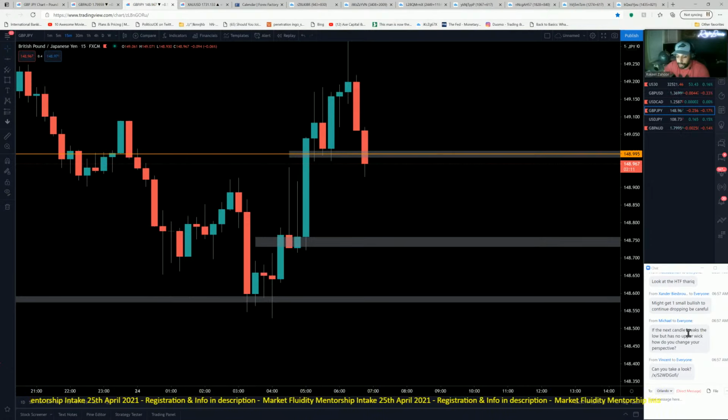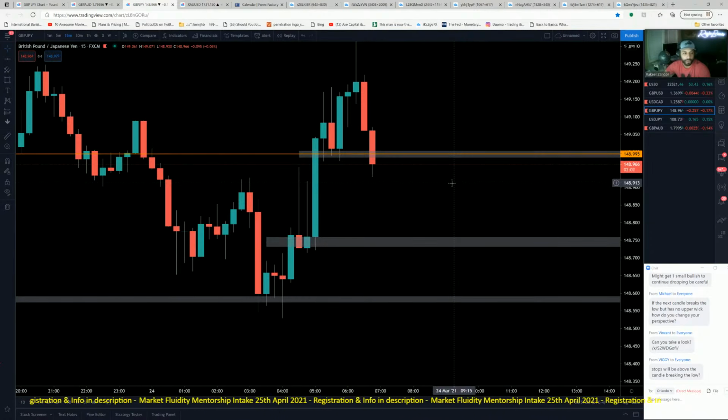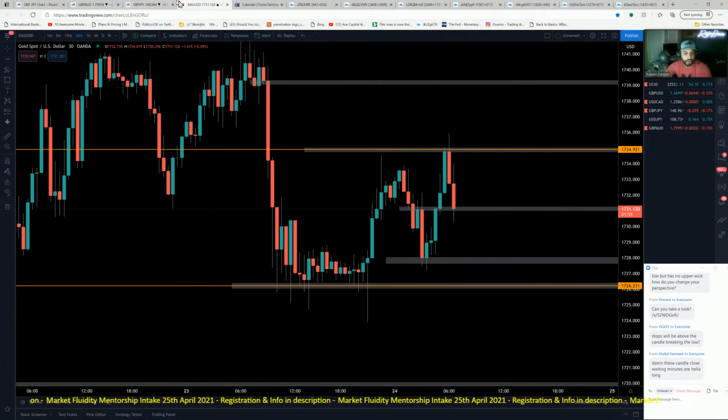If the next candle breaks the low but no upper wick, how do you change your perspective? I don't know. We'll see what happens. Because what if scenarios, I don't do too many what if scenarios. What if scenarios confuse me. So I stay away from what if this or what if that. I just focus on if it's going to happen, it's going to happen. We're going to execute the trade and then we'll see what we can do.